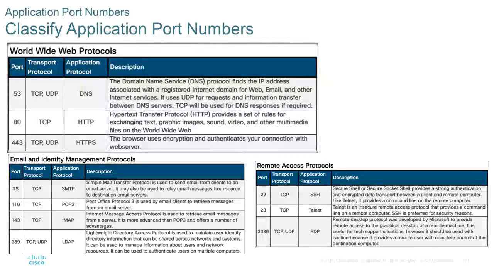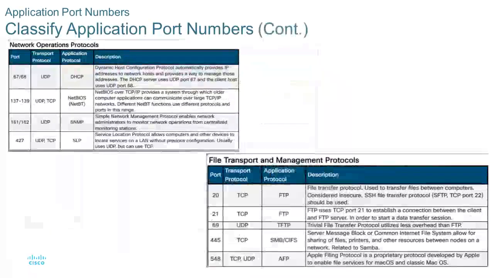And the list goes on with emails, port 25, so POP, IMAP, TCP 22, 23 for Telnet, SSH. These are the two protocols that we will mainly use when setting up and configuring devices in our network. So you will become more familiar with these as we go through.